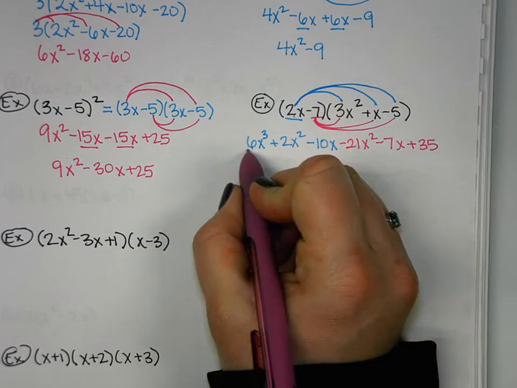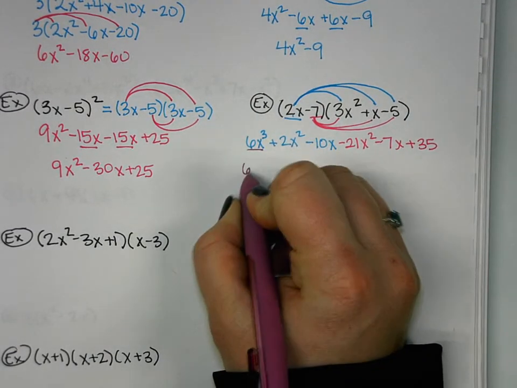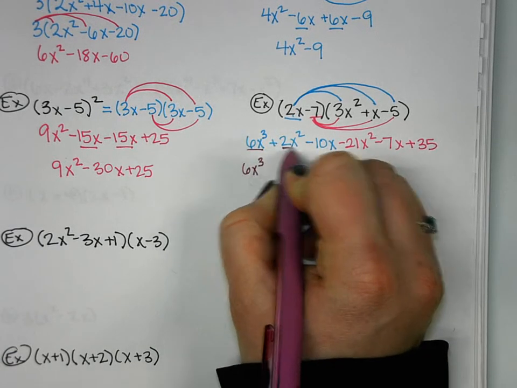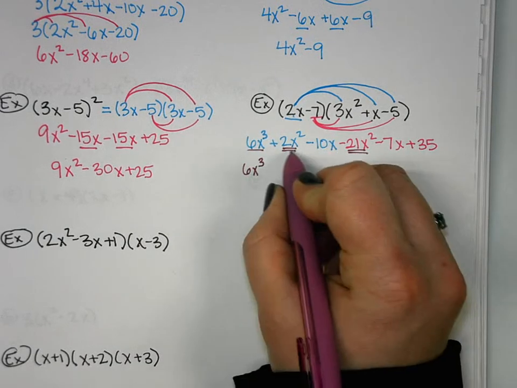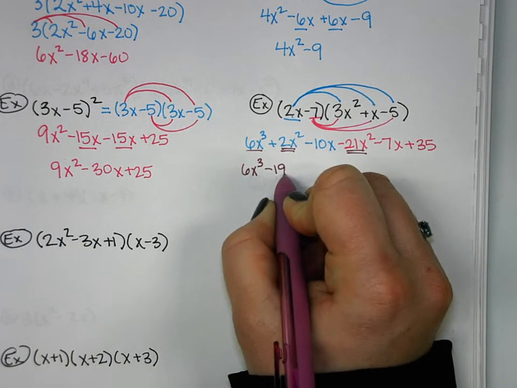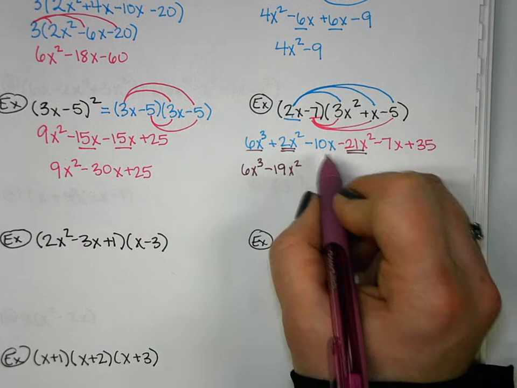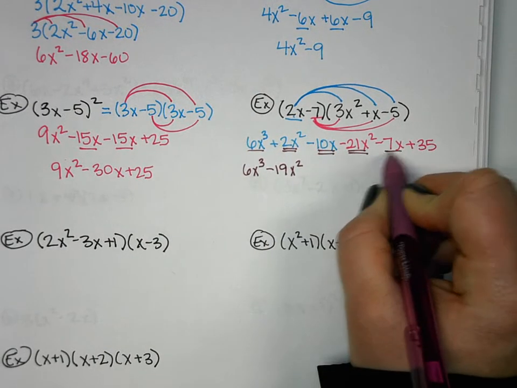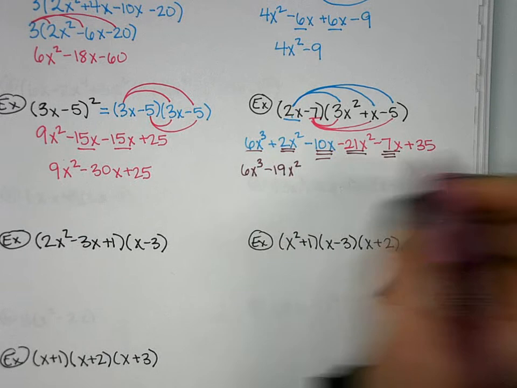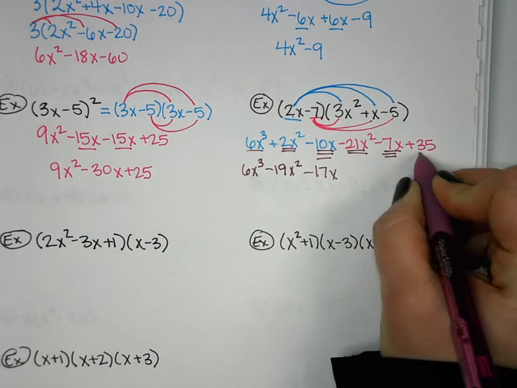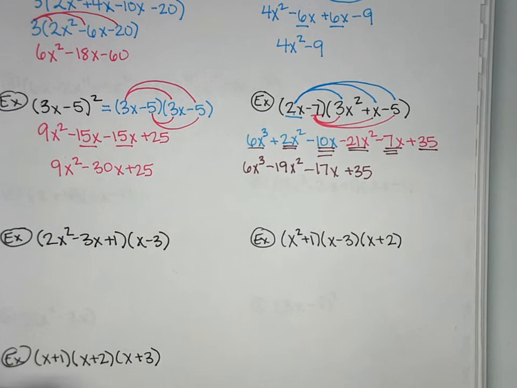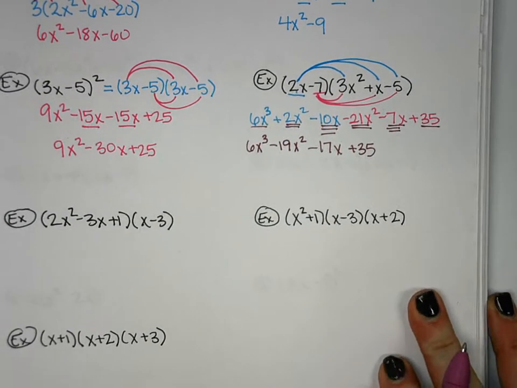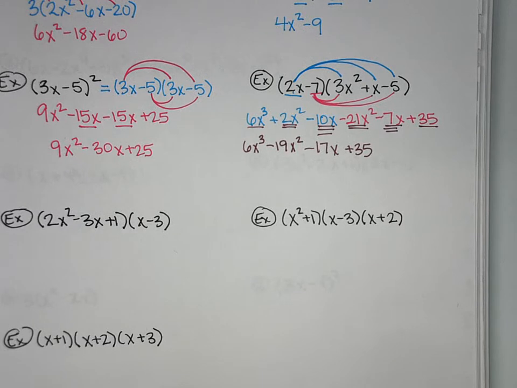So 6x to the third didn't have anything to go with it, so we just copy it down. 2x squared, we have a negative 21x squared. Add those together, we get negative 19x squared. Then we have a negative 10x and a negative 7x. Negative 17x, and then our constant didn't have any like terms, so we just copy it down, and that would be your answer. So it's just taking that double distribute and just adding one more term in one of them that we need to multiply by.